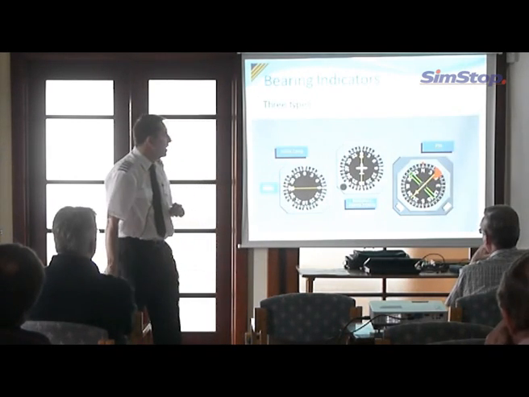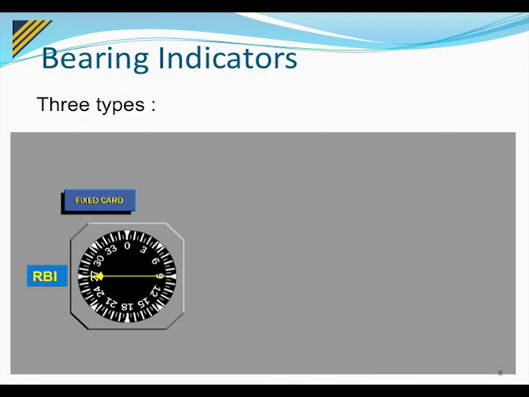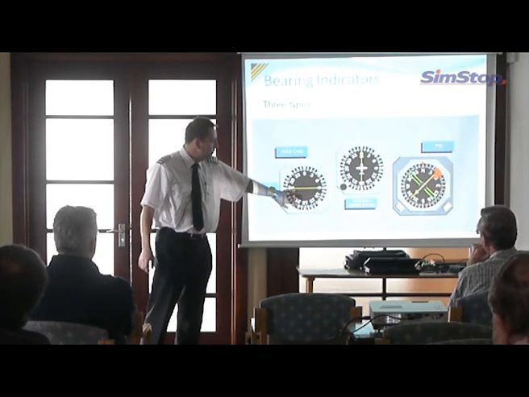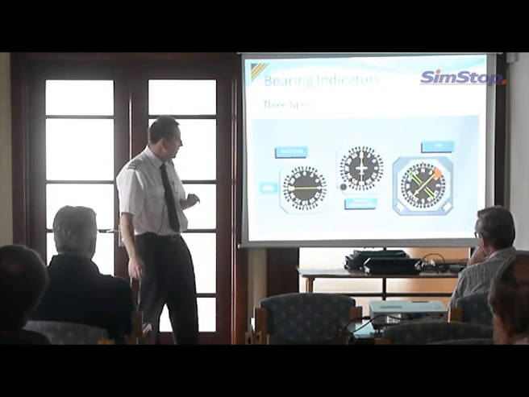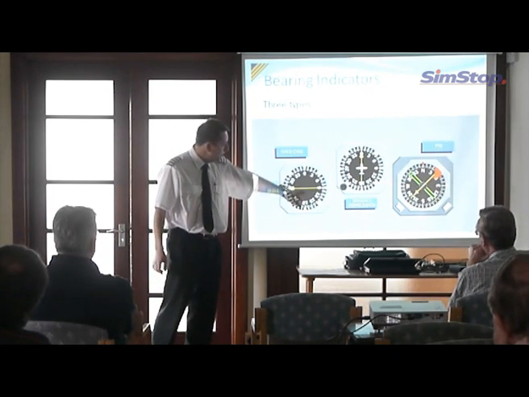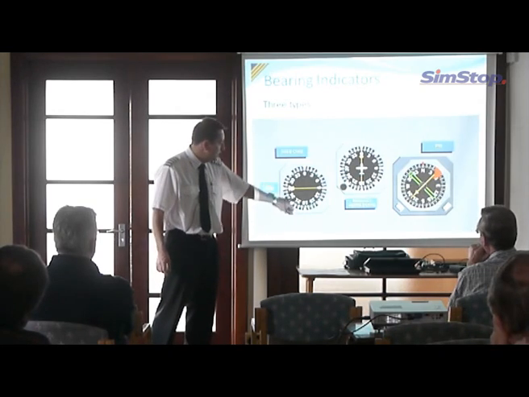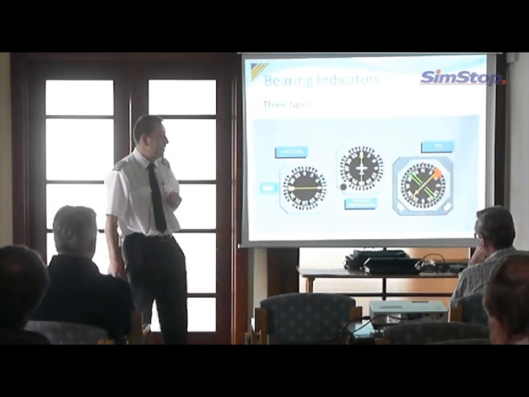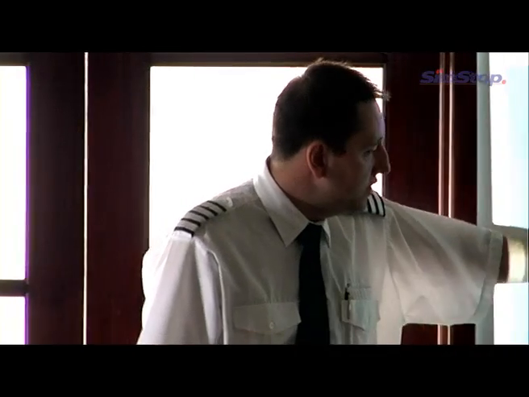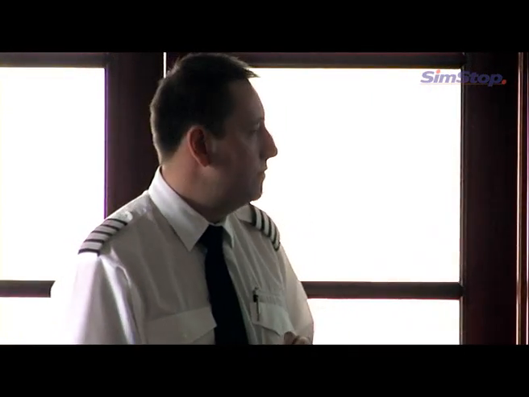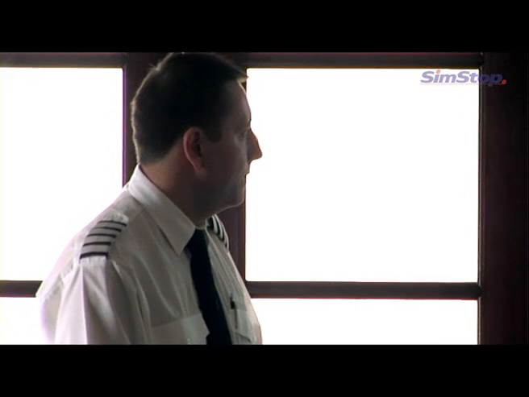The bearing indicators themselves can be 3 types. We can have a fixed card, or RBI, which stands for relative bearing indicator. That means its card in the middle is fixed with reference to the aircraft. So imagine you can see the aircraft is in the middle, and the nose of the aircraft will be at 0, and the tail of the aircraft will be pointed to 180. So wherever the needle points to is a relative bearing from the aircraft nose to the beacon. That is not our track to the beacon. It's just where the beacon is relative to ourselves.